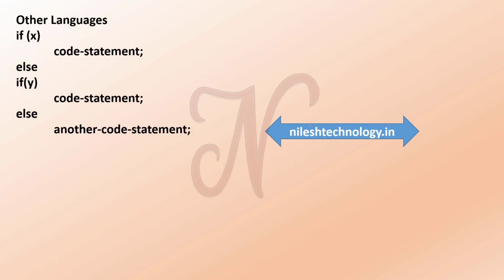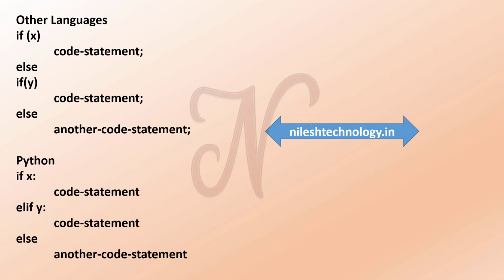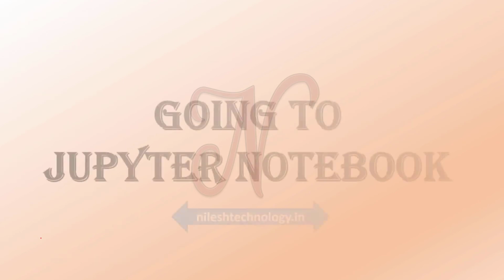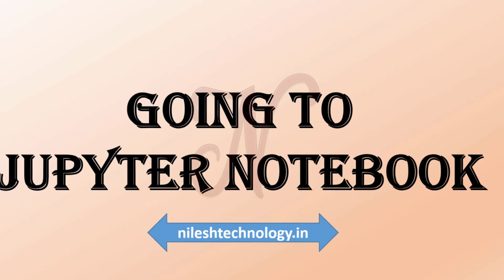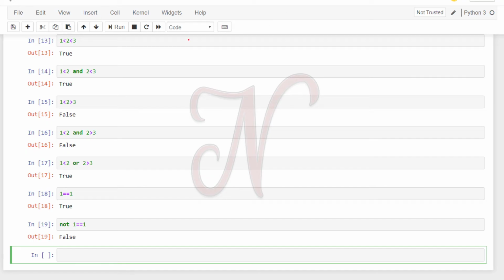The next syntax is if-else. If you have multiple if conditions, then in Python it is: if x colon, then the code statement. There is one more keyword, elif, then a code statement, and finally the else. We will discuss it one example at a time, so going to Jupyter Notebook, we will give the title of this code.